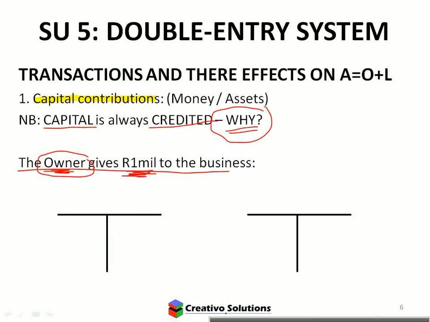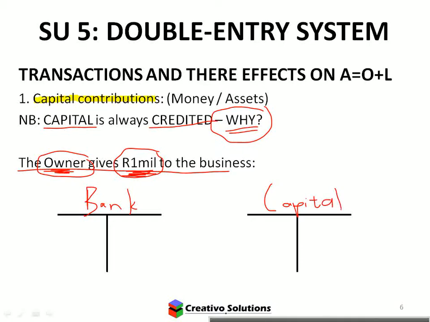So here's a scenario where the owner gives $1 million to the business. This should have stood out because that's cash. You should be thinking about keywords and elements. So the keyword here would be bank, and the other keyword would be capital. Those keywords you would have pulled out from the information.